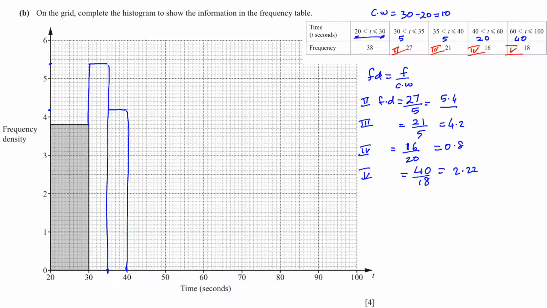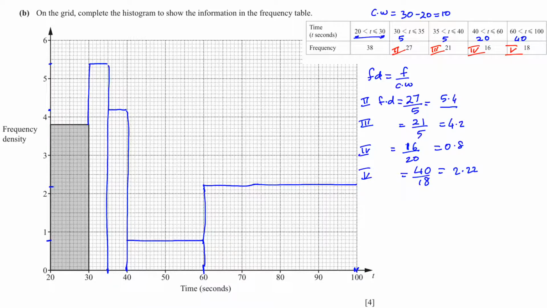So third bar done. For the fourth bar, our class width is still 60 and 0.8. So 0.8 is here. Then we have the last one till 100, which is still here, and it is 2.22. 2.2 is here, so it's a little above that. Here, around here. So we drew our histogram.